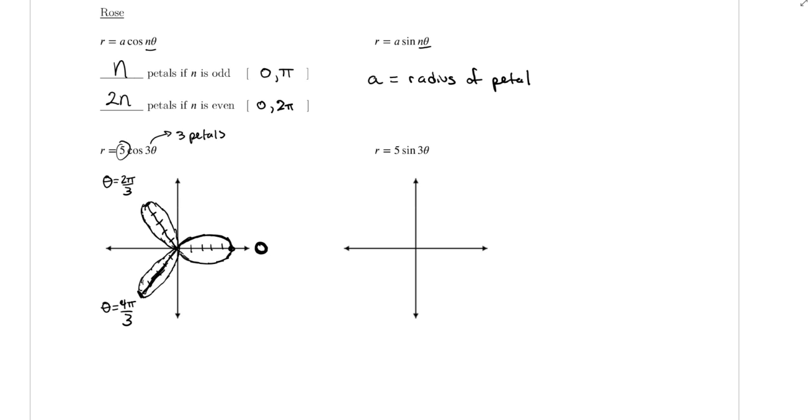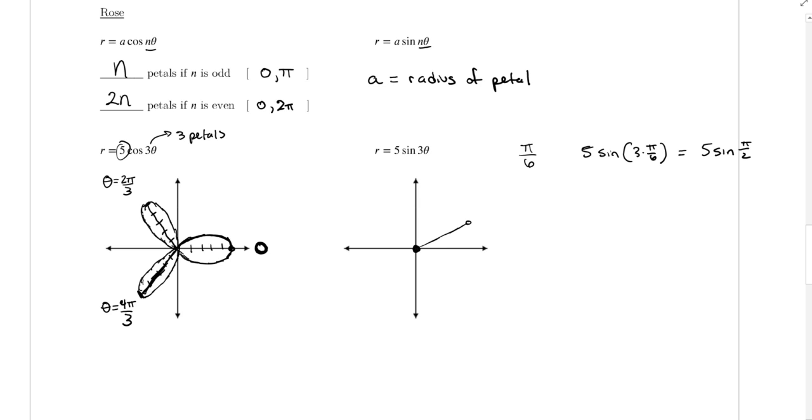For 5 sine of 3 theta, our first petal, if you start at 0, is going to start at 0. So this one actually starts right at the pole. And if we plug in, say, pi over 6, what happens? We get 5 sine of 3 times pi over 6, which is 5 sine of pi over 2, which is 5. So plugging in pi over 6, which is something like out there, that's when we're getting to 5.